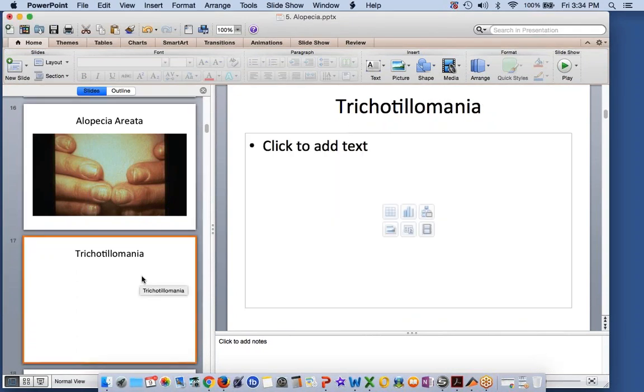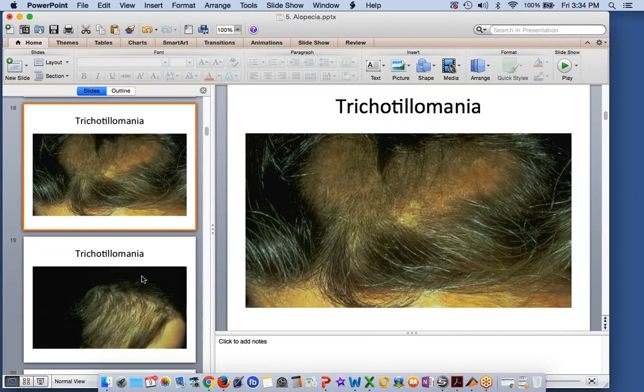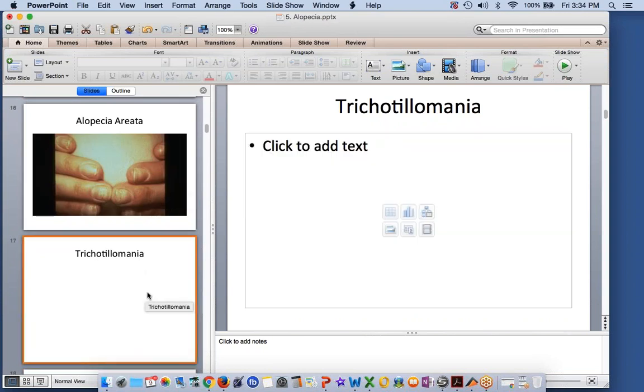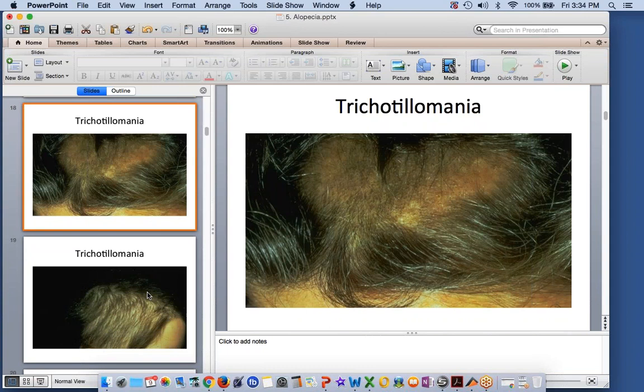The next topic, which is trichotillomania, is also a disturbance in the growth of the hair. This occurs when somebody pulls their hair out. Often there are telltale signs where it looks like the hair breaks off, but most patients will not admit to the fact that they pulled their hair.